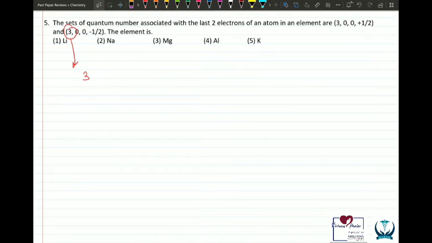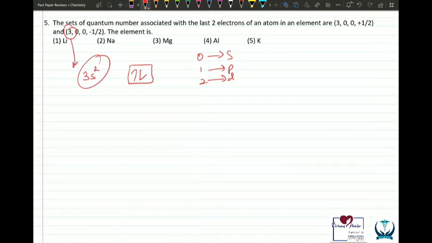So here this is s, because 0 is s, 1 is p, 2 is d. So this is s, and plus half and minus half indicates the 2 electrons present in this orbital. So the last shell is 3s2. This is found in magnesium. The answer is 3.